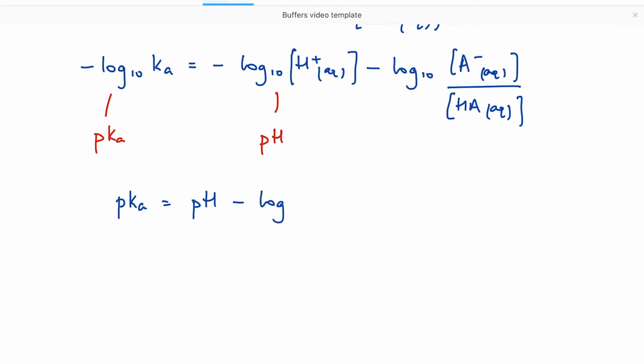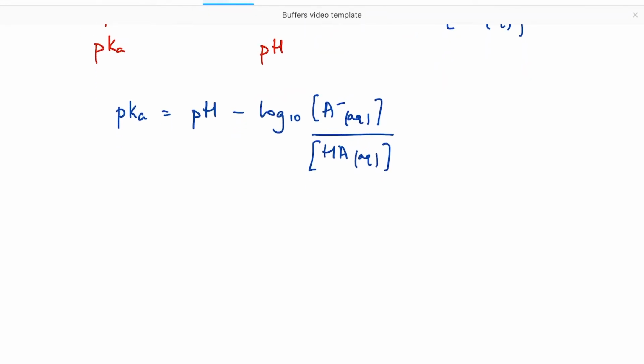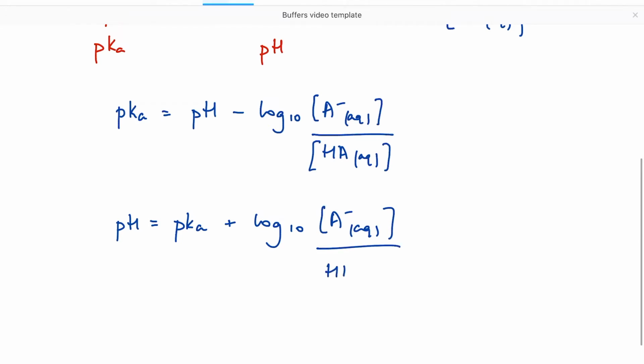minus the log, and that's often just simplified down to log, of our salt concentration, A minus, over our weak acid. So rearranging that, pH therefore equals the pKa plus log 10 of the salt to weak acid ratio.